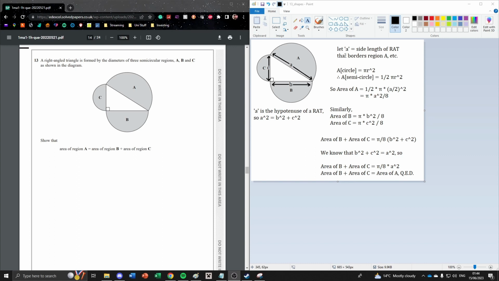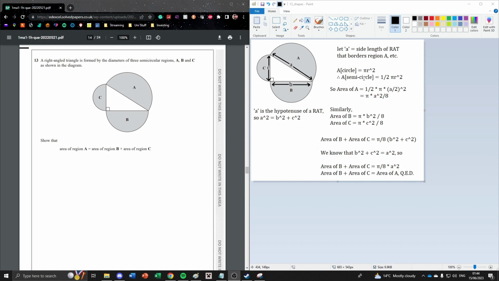So if we look over here, we're going to use the notation that little a is equal to the side length of the right-angled triangle side that borders region capital A, and etc. So little b is the side length here that borders region capital B, and little c is the side length here that borders region capital C.